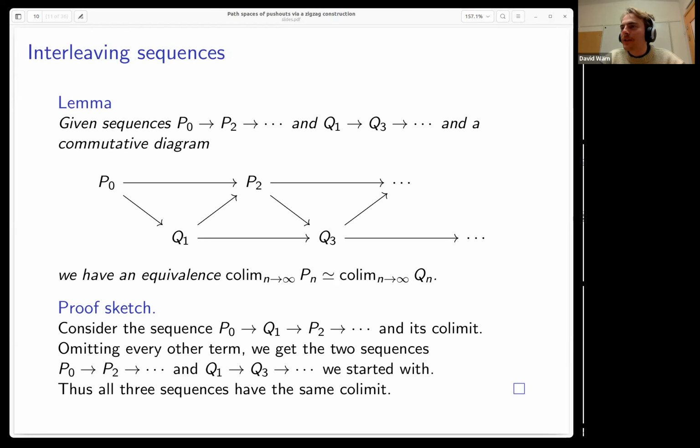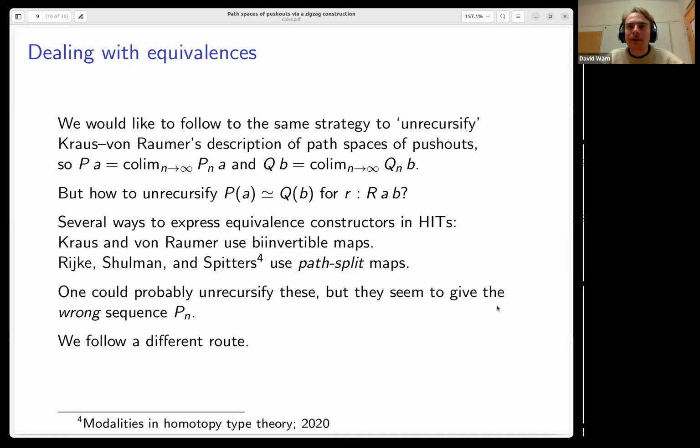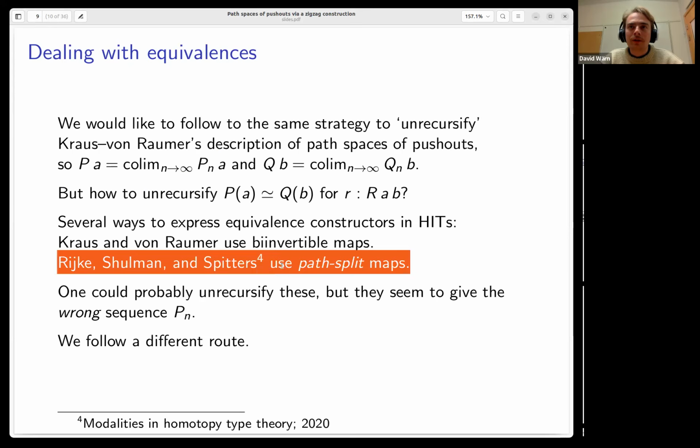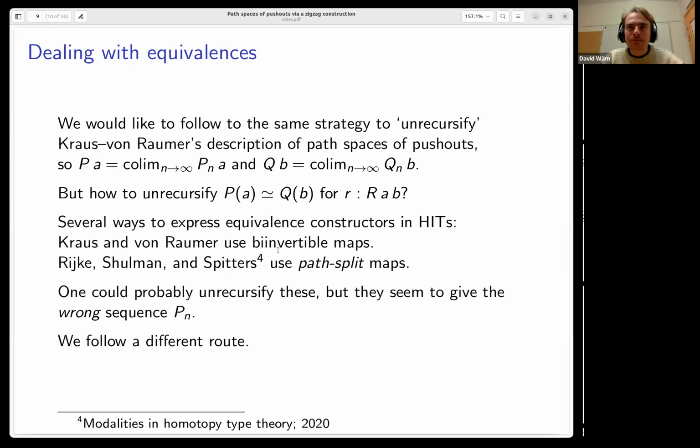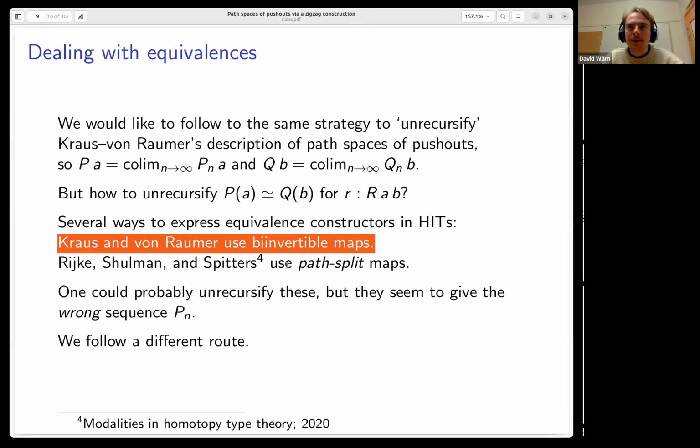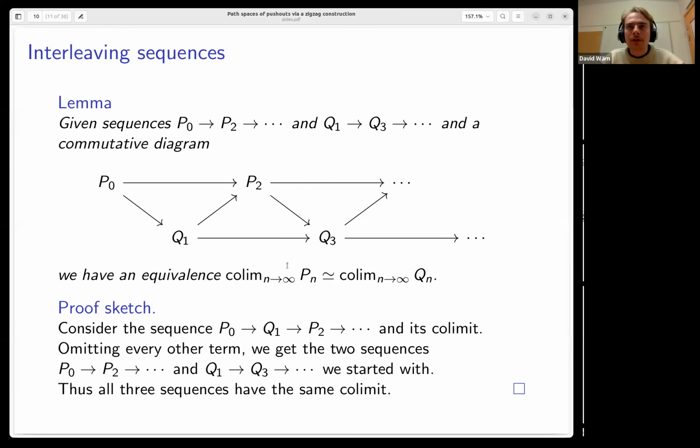I see a question in the chat from Ingo: how did I arrive at this construction? I arrived at it in roughly the way that I outlined here, that I was trying to unrecursify Chaos von Römer's description of path spaces, and I actually initially tried to use something like these two ways, and I noticed it didn't work, and then eventually I found this simpler way.